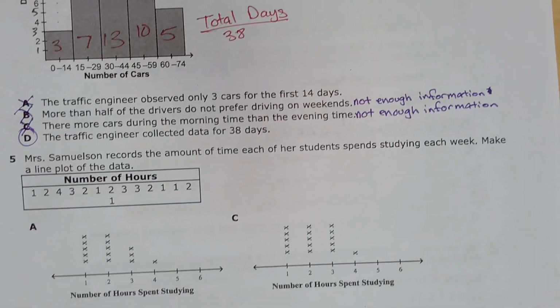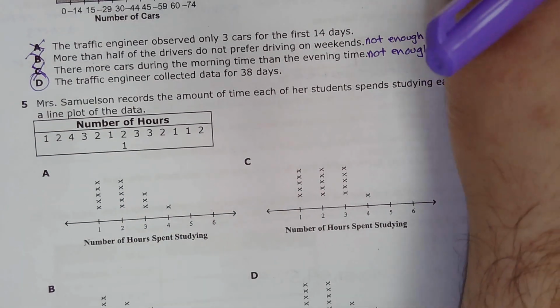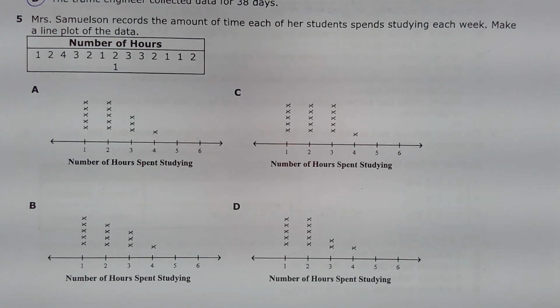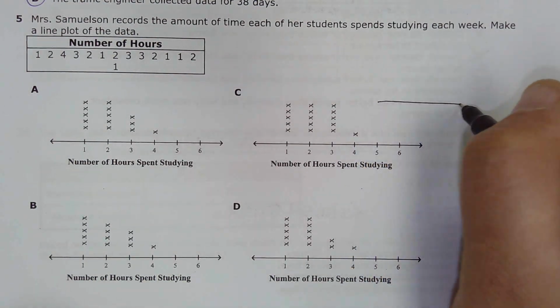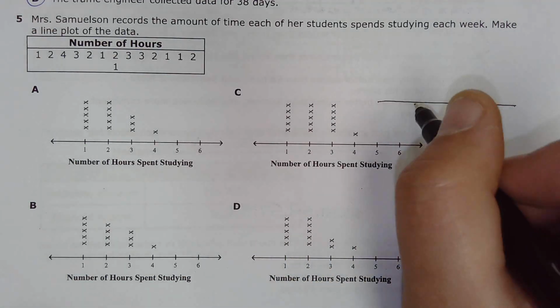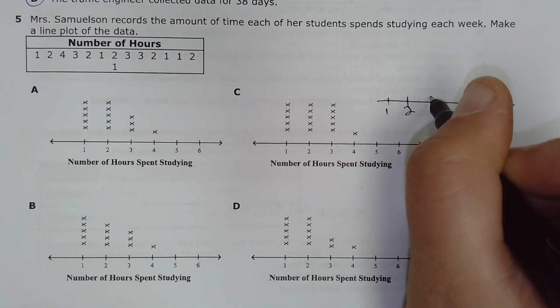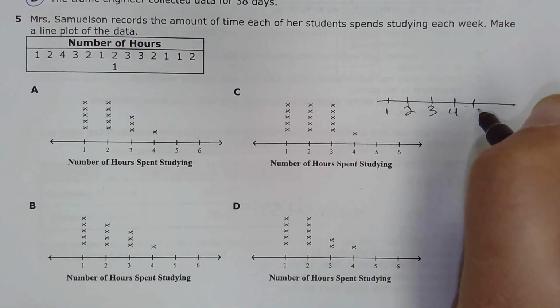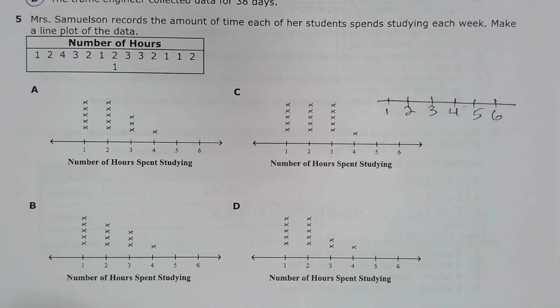Okay, let's talk about 5. 5 is kind of fun because we get to build our own little dot plot, okay? So I'm drawing a little line and I'm going to match it to my numbers down here on this number line. So I'll give it a 1, 2, 3, 4, 5, and of course 6, right? Cool, awesome. Number 5 says Mrs.